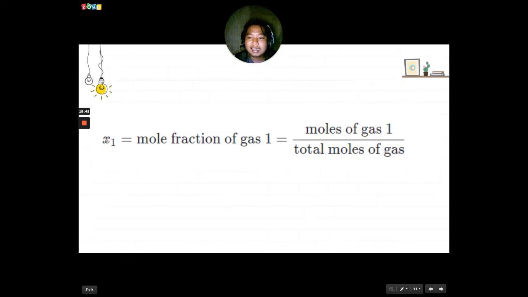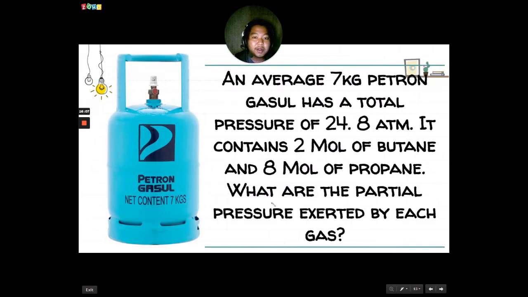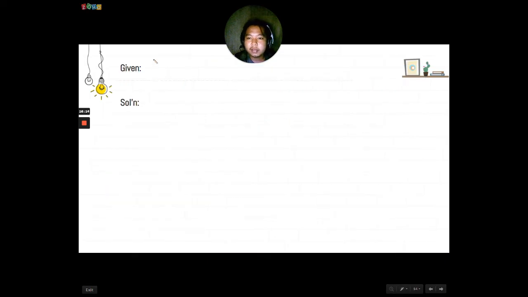The mole fraction of a certain gas is just its moles over the total moles of gas. So this is the formula, and that would give us seemingly the percentage. The mole fraction is related to the percentage, and we can multiply it by the total pressure to get the partial pressure of a certain gas. Now let's solve this without further ado. The given total pressure is 24.8 atm.